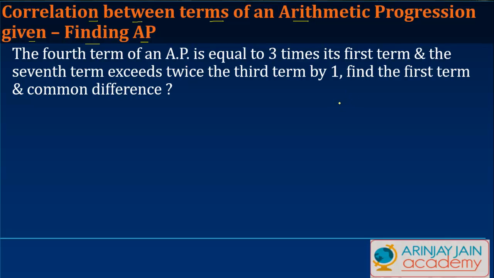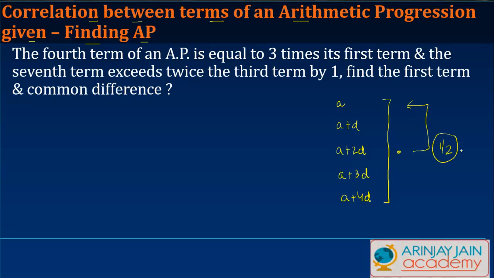So let's say, for example, there are A plus D, A plus 2D, A plus 3D, A plus 4D, and so on. These are the terms of an AP. I may tell you that this particular term is actually half of the first term, or I may tell you that this particular term is actually twice the first term. And with these correlations, I may ask you to find out what value I can put into the arithmetic progression.